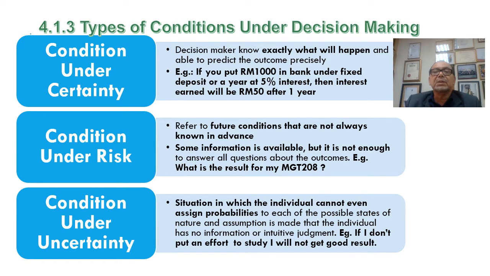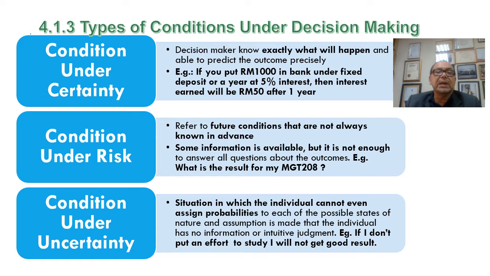Then we have the second one, condition under risk. It refers to future conditions that are not always known in advance. Some information is available, but it's not enough to answer all questions about the outcome. Example, what is the result of your exam for the subject MG208? Can you predict? You can't predict. So this is the condition of risk, where you can't know in advance what result you are going to have for your exam.